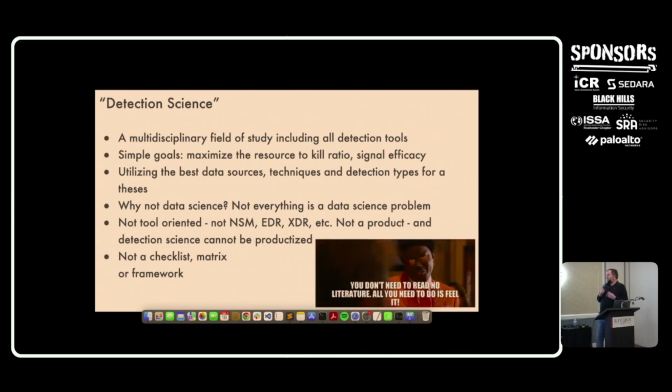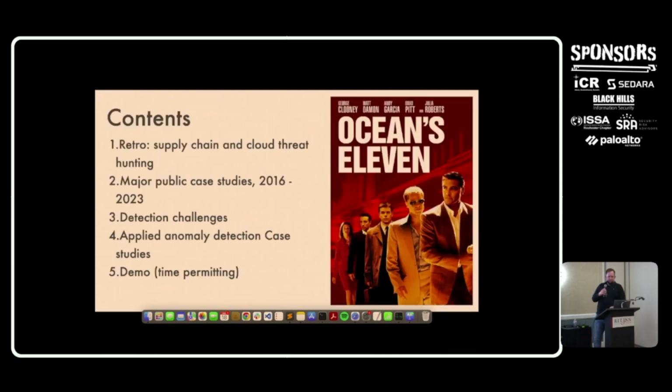And finally, it's not a product, and it's not something that can be productized. That's why I like the term detection science. The practice of detection science is something that belongs to us. It can never be productized. It can never be turned into a product or a use case or something like that. And so it's ours.